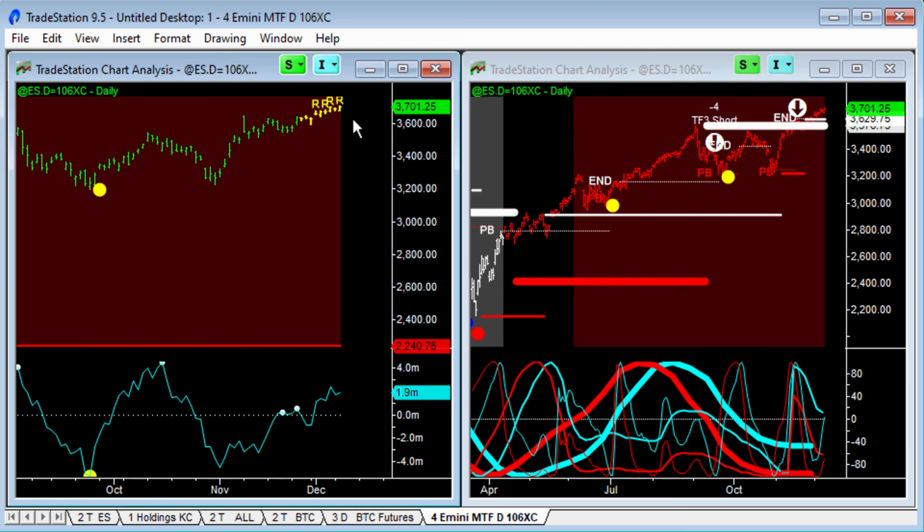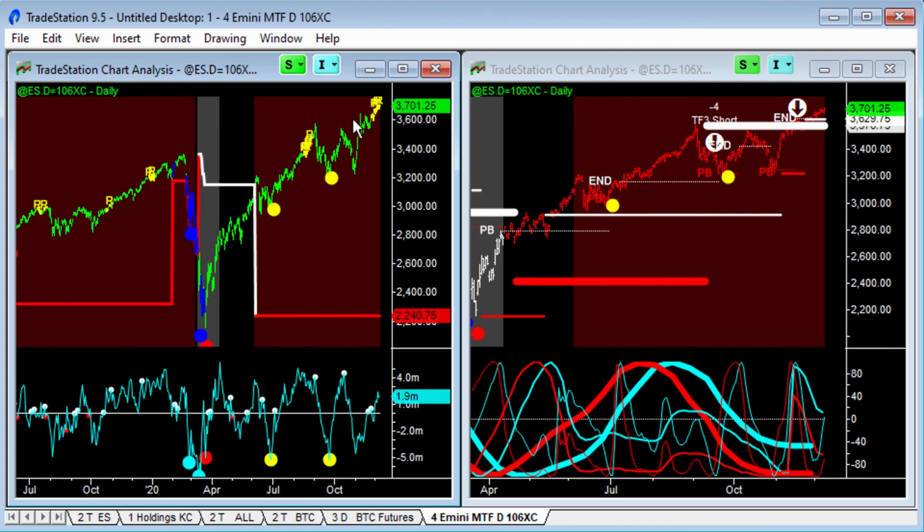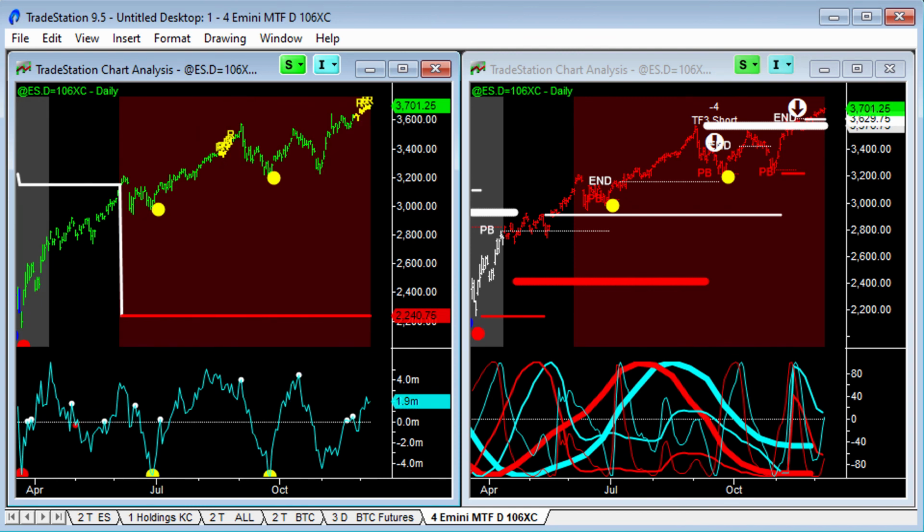So at some point we'll have a little bit of a roll to the other side, but not yet. So just watch out for that. Anyway, there we go. A couple of charts, one on Bitcoin, one on the E-mini. Let's see what happens over the next couple of days.